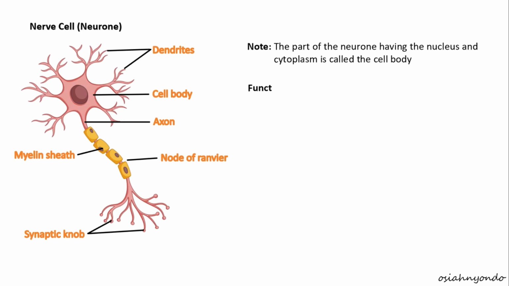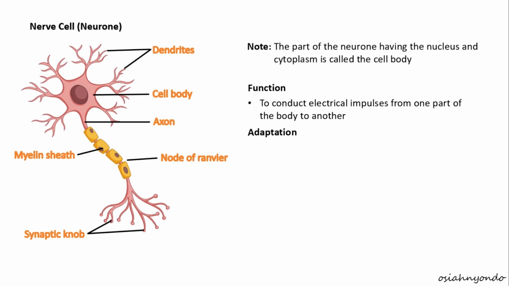Let's look at the function. To conduct electrical impulses from one part of the body to another. Now let's try to relate this function to our everyday life. Unknowingly, you sit on a pin. You definitely scream and jump out of that seat because of the pain that pin has inflicted. What is responsible for this response? The nerve cells.